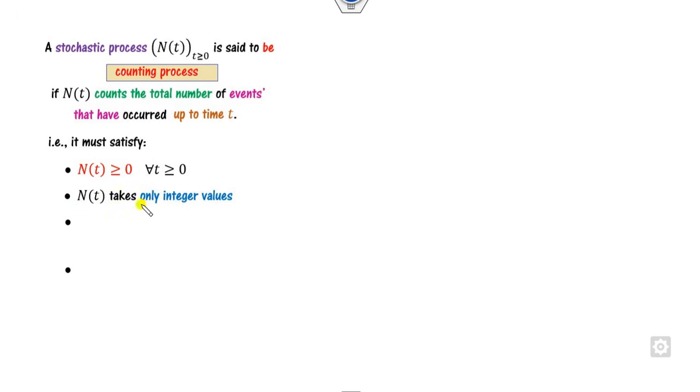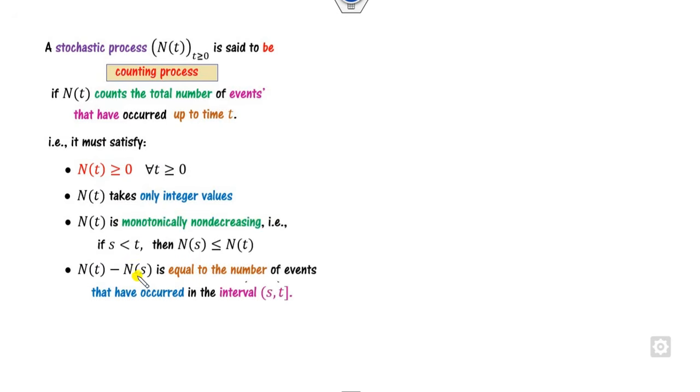The second property is that it must be integer valued and monotonically non-decreasing, and the difference N(t) minus N(s) represents the number of events that occurred in the interval (s, t]. Meaning, if there is an interval from s to t, with some events occurring up to N(s) and some up to N(t), then the difference N(t) minus N(s) represents the number of events occurring in this interval. Once you know these four properties, the process is said to be a counting process.